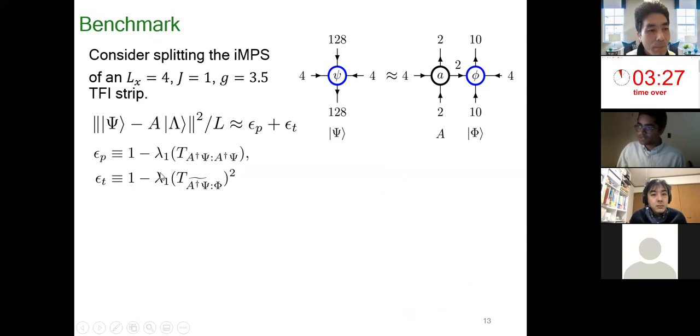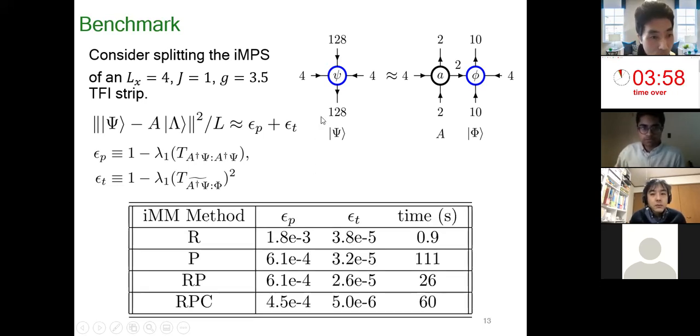On the other hand, we can get a truncation error by considering the mixed transfer matrix between our new MPS phi and an MPS of A dagger psi, where we normalize this. Now this left bond dimension will be the same in both cases. So we can then form a transfer matrix and again look at the maximum eigenvalue of this. And this captures how much error is coming from the truncation of this phi from its optimal value.